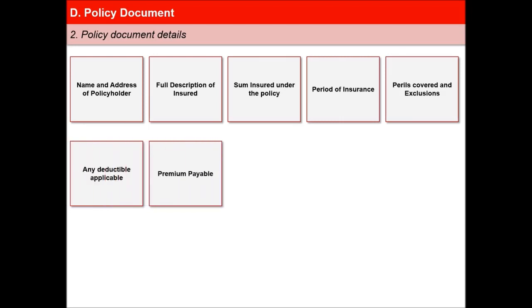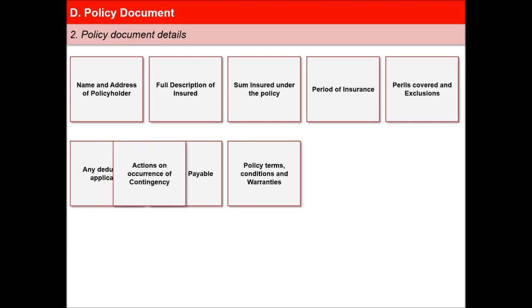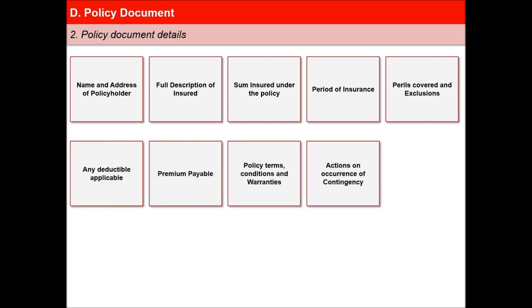Premium payable, and where the premium is provisional, subject to adjustment, the basis of adjustment of premium. Policy terms, conditions, and warranties. Action to be taken by the insured upon occurrence of a contingency likely to give rise to a claim under the policy. The obligations of the insured in relation to the subject matter of insurance upon occurrence of an event giving rise to a claim, and the rights of the insurer in the circumstances. Any special conditions.